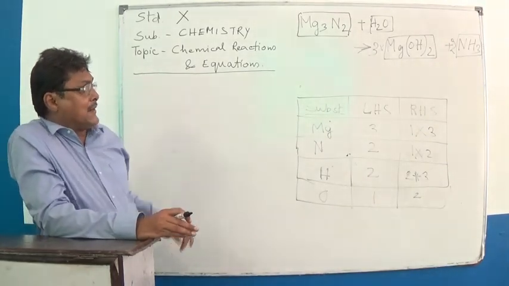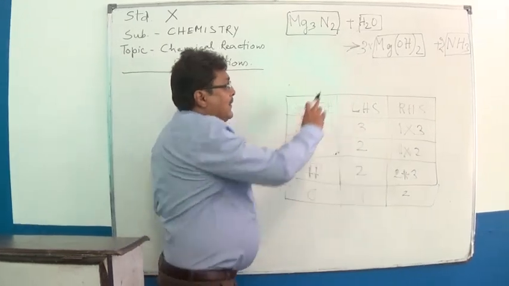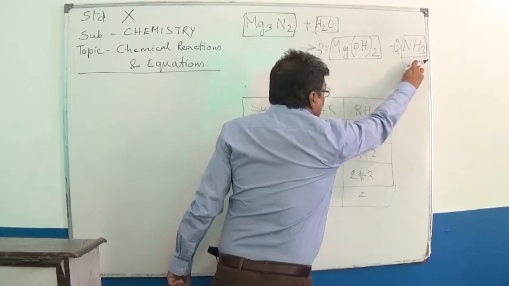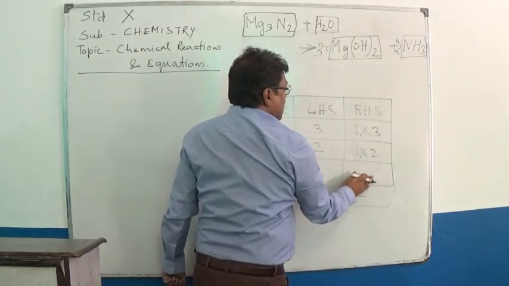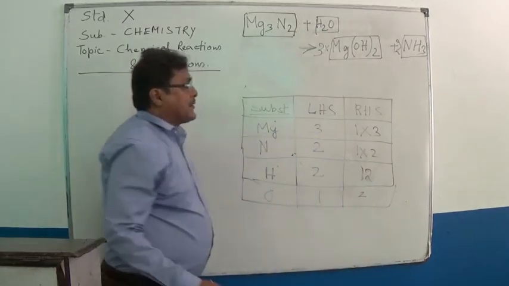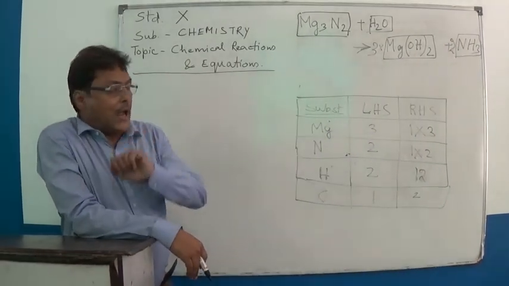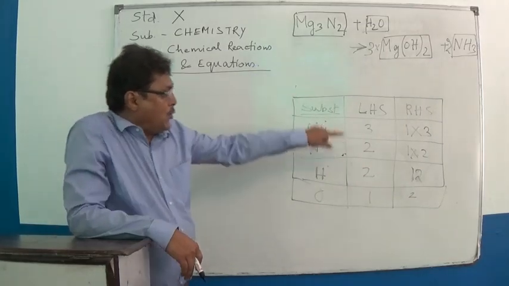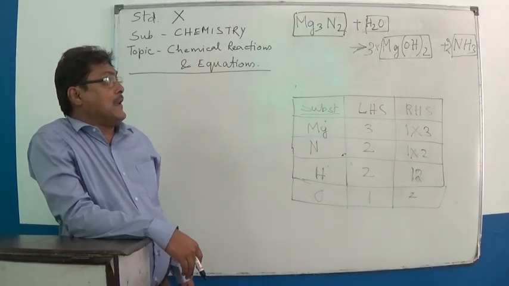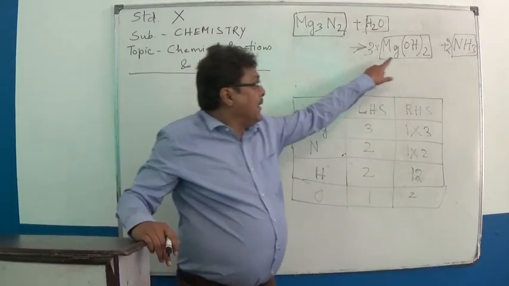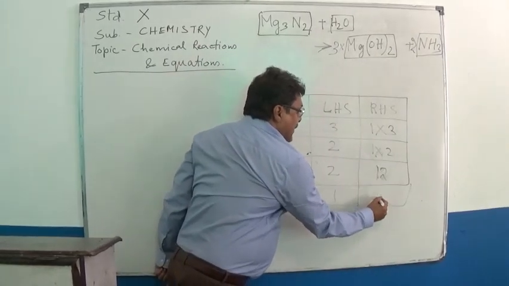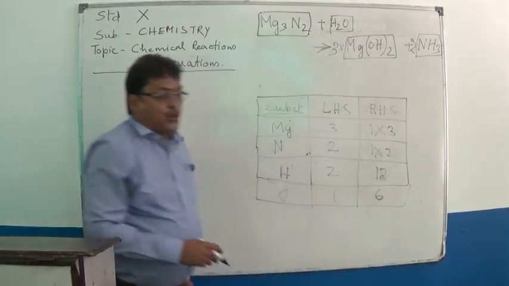Now on the right hand side, there are 3 into 2 and 3 into 2. There are 6 plus 6, 12 hydrogens. 12 hydrogen atoms. Whereas there are only 2 on the left hand side, we must balance it. And what about oxygen? Now 3 into 2. There are 6 oxygens on this side. We must balance it also.